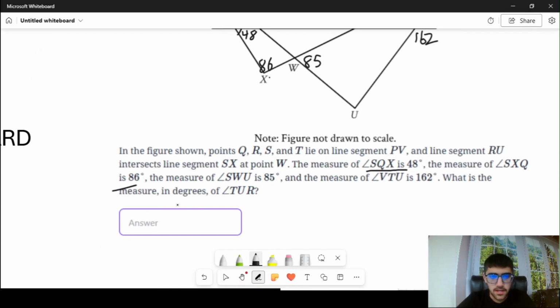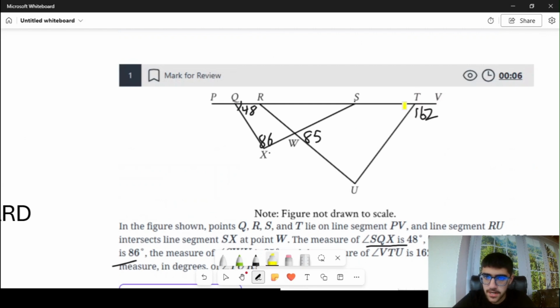What are we trying to solve? What is the measure in degrees of angle TUR? So I look at the diagram, TUR. I'm looking for this one. So how can I solve this? There are actually plenty of ways to solve this.